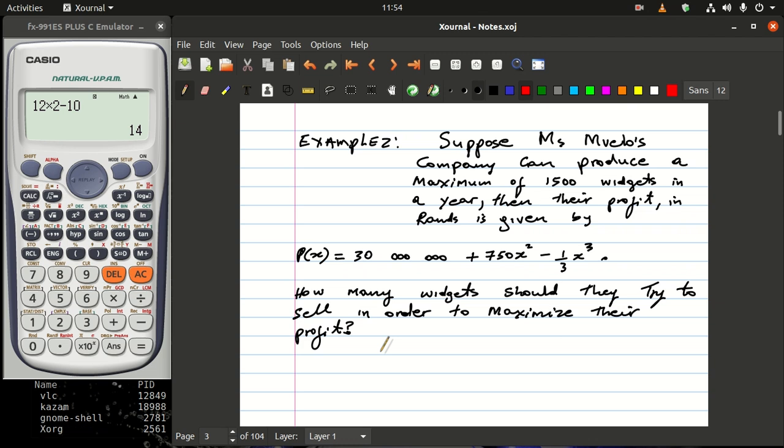Let me also specify something which is much more important: how do we end up getting these functions?